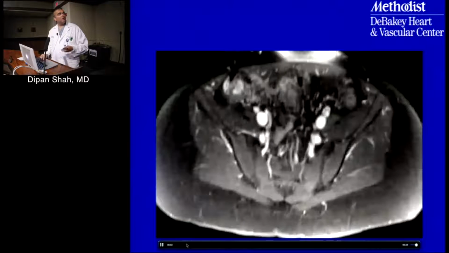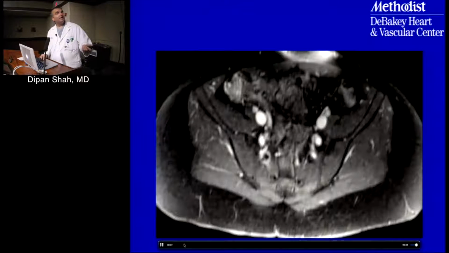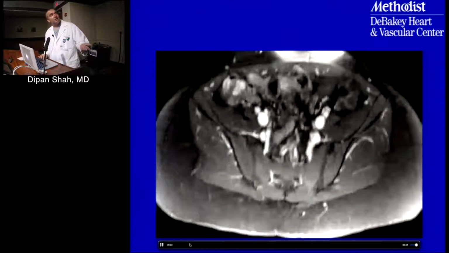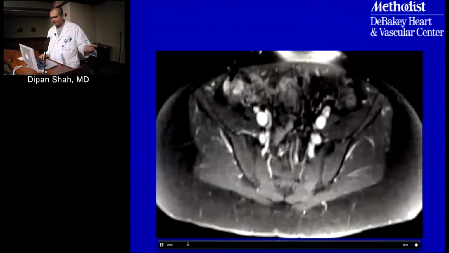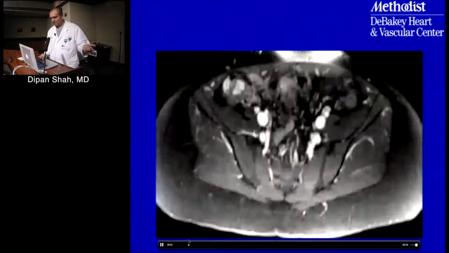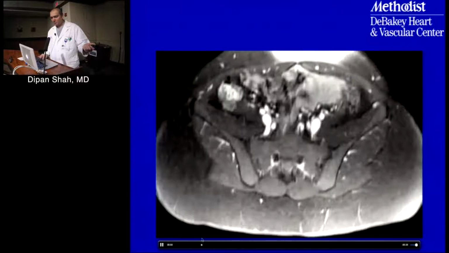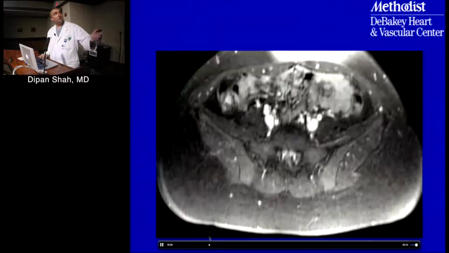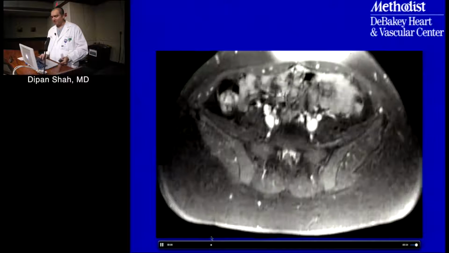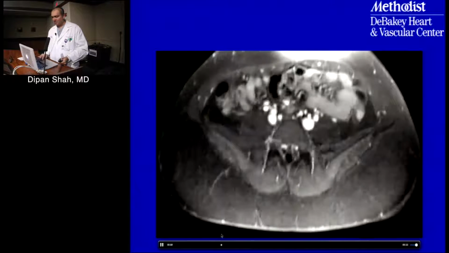Let me just walk you through this. So we're starting here again inferiorly, and these are serial slices that are going up higher and higher. So what are the structures that we see at this level? Sometimes it's useful also, instead of just seeing one view, to actually follow the vessels, and oftentimes that can help you to identify which vessel is which, okay?